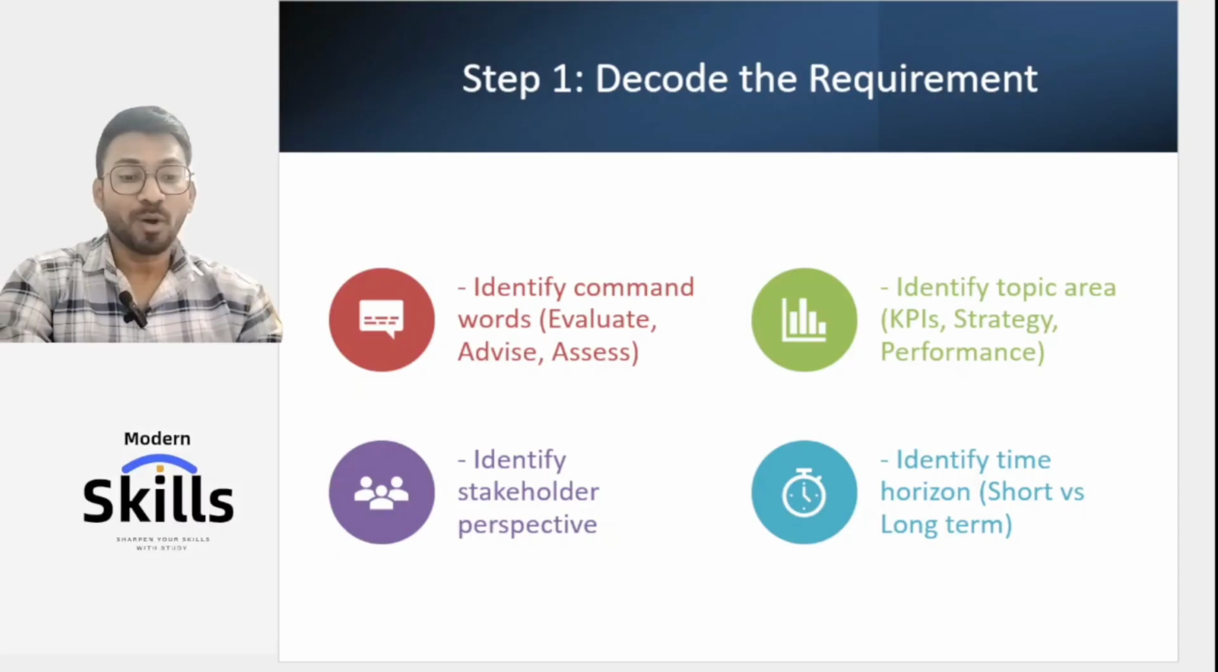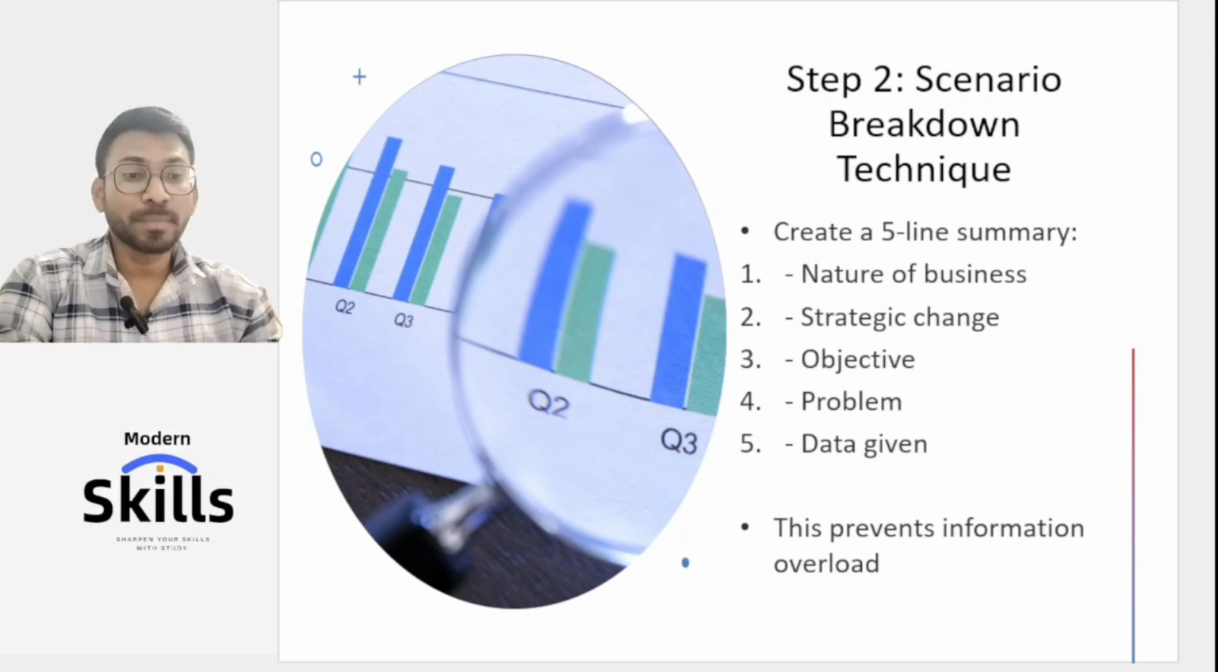This clarity alone improves 20% of your marks. This is the most important one. Second, break down the scenario quickly. When you read a long question, your brain gets overloaded. Use the scenario abstraction technique.